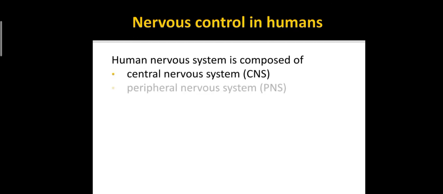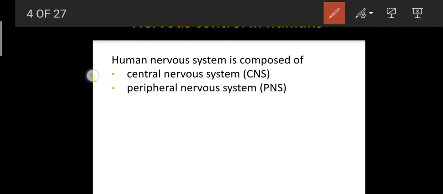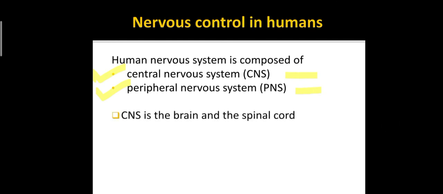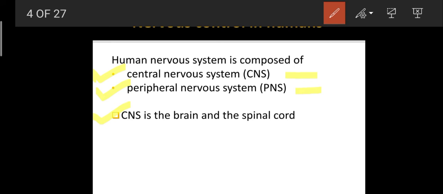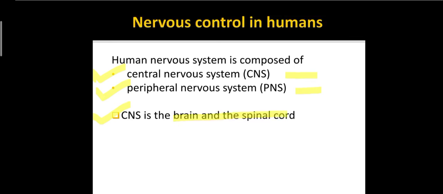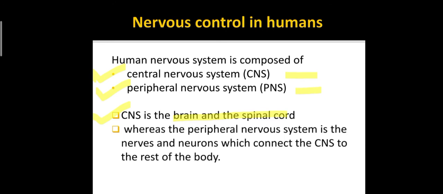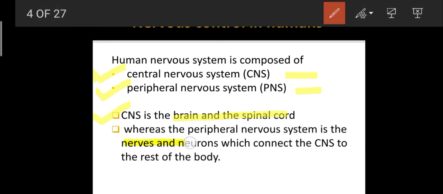Now we will come to the main point, which is the nervous control in humans. The human nervous system is composed of the central nervous system and the peripheral nervous system. The central nervous system consists of the brain and spinal cord, while the peripheral nervous system consists of nerves and neurons, and nerves and neurons connect the central nervous system to the rest of the body.